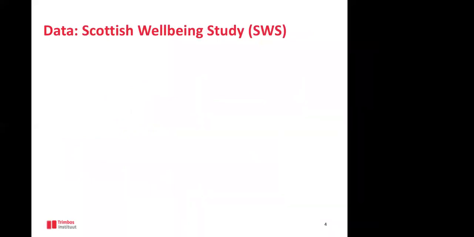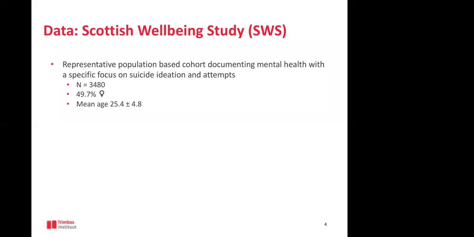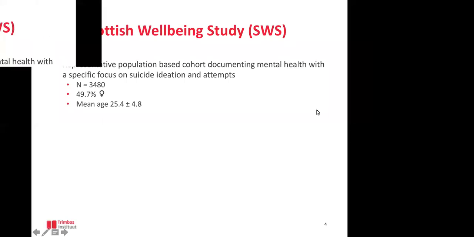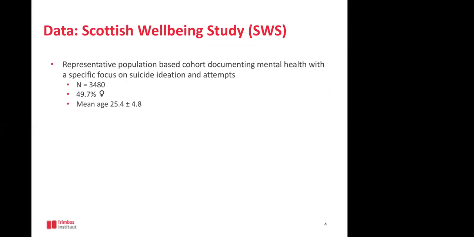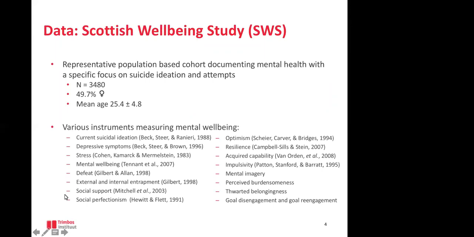Why is this interesting for the Scottish Wellbeing Study? The Scottish Wellbeing Study is a representative population-based cohort documenting mental health, with a specific focus on suicide ideation and attempts. There are almost 3,500 people in there, about 50% are female, and the mean age is 25. Within the study, over 180 questions were asked, covering the mental health of these people, such as current suicidal ideation, depressive symptoms, stress, impulsivity, acquired capability, all kinds of personality traits, and also some demographic points and outcome measures.